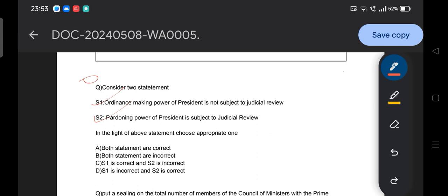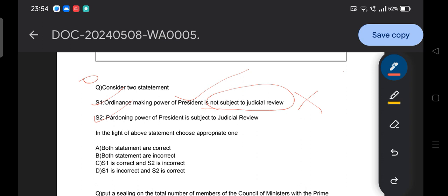And the time is off. So first let's try to attempt it. First statement, the ordinance making power of the president is not subject to judicial review. No, it's incorrect. The ordinance making power of the president is subject to judicial review. That means the Supreme Court can review the ordinance making power of the president.